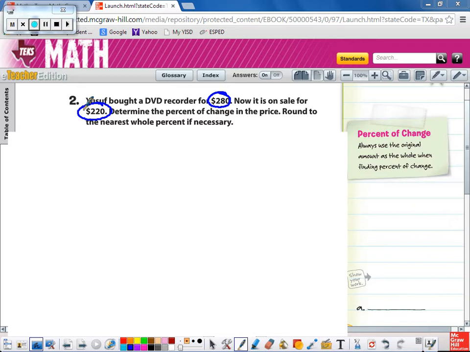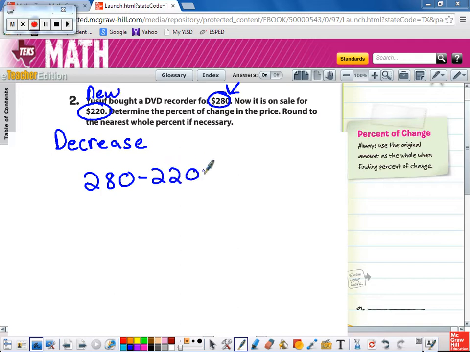So I need to recognize it went from 280 to 220, and that is a decrease, or it went down in price. So now that I know it's a decrease, I'm going to take my original amount, which is my $280, and I'm going to subtract my new amount, which is my $220. So 280 minus 220, and that gives me $60. And that is my amount of decrease.